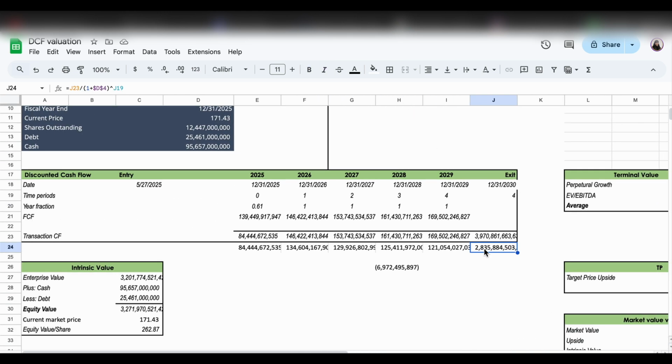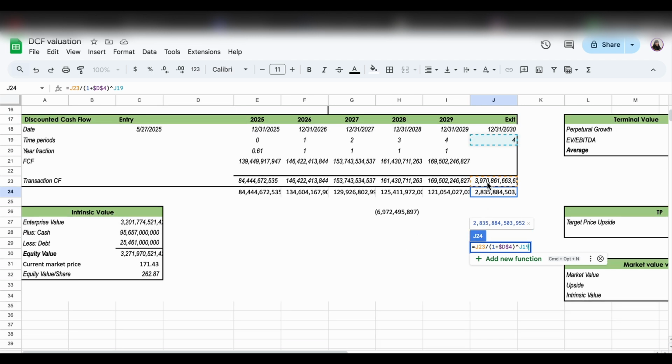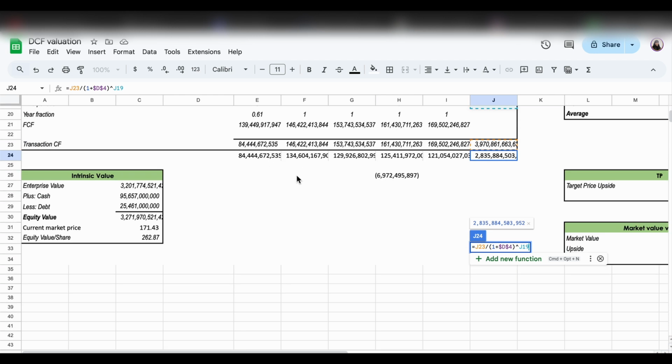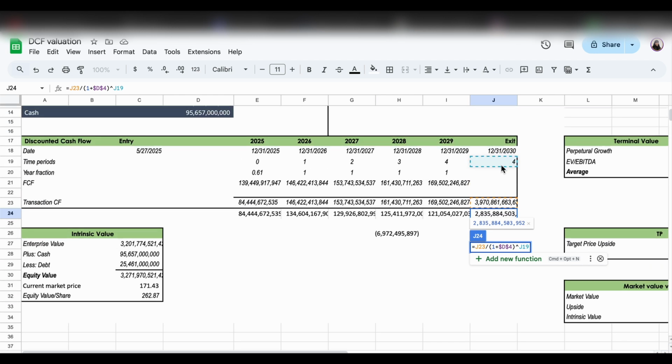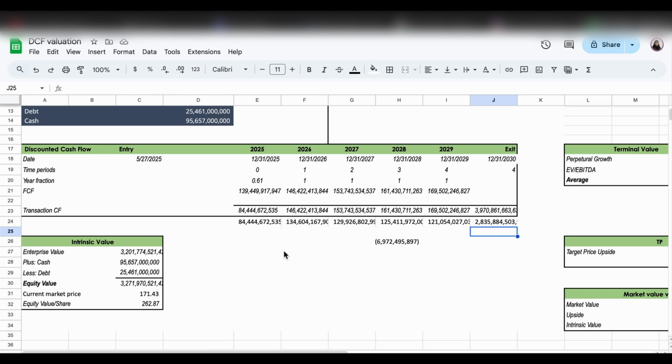Then we also discount this number over here, and the formula is straightforward. So the terminal value divided by 1 plus this discount rate in the power of 4 because we forecasted for 4 years in advance. Then the last step would be to calculate the enterprise value. Not the last step, but almost the last step. The enterprise value is the sum of all those forecasted free cash flows. So if you add all this up, you will get the enterprise value.